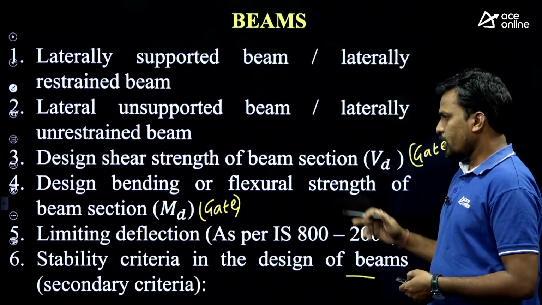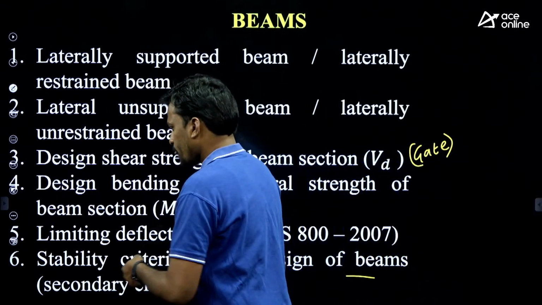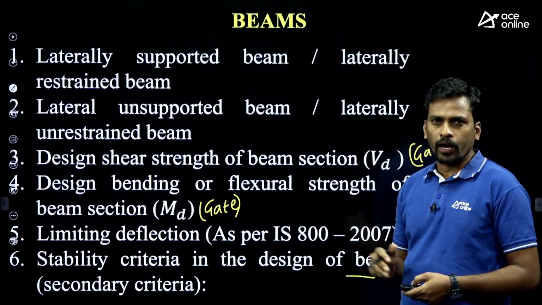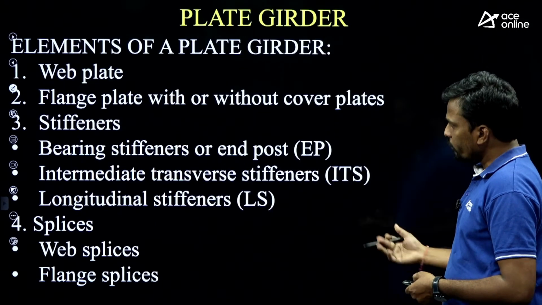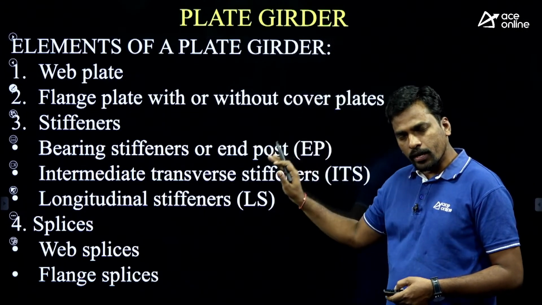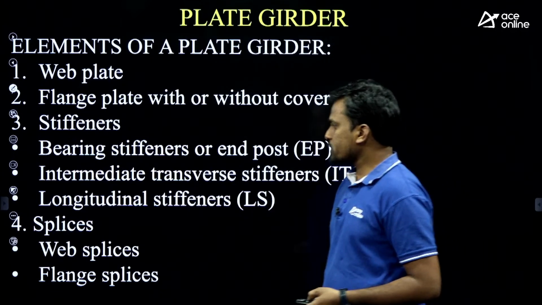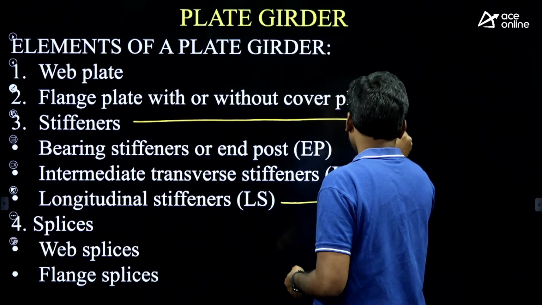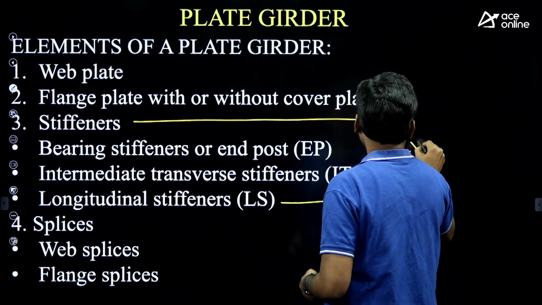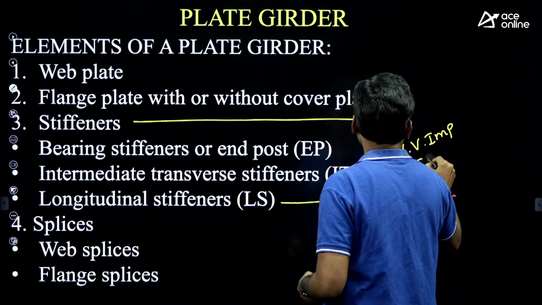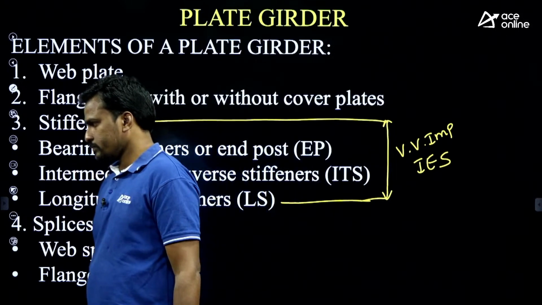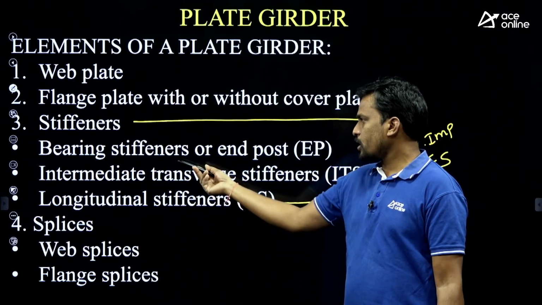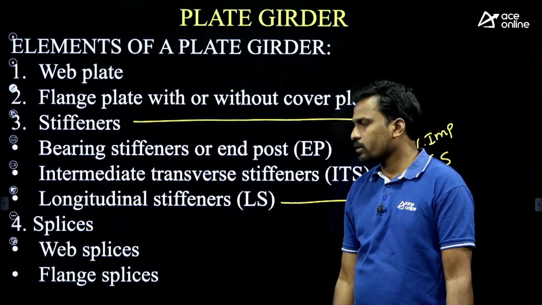Okay, right. Now if you see IES, IES people, you have to study plate girder, gantry girder and roof trusses also. In plate girder, there is a very important topic. This is not for GATE students, only for engineering services students. Especially you have to concentrate more on stiffeners. Very important for IES people. I am expecting questions from stiffeners. We have 3 types of stiffeners: bearing stiffener, intermediate stiffener and longitudinal stiffener.